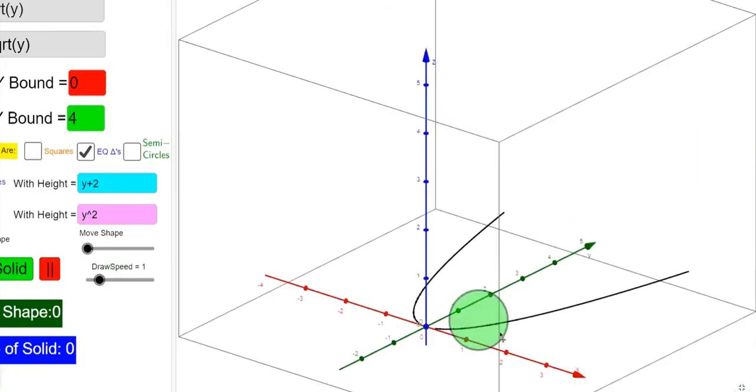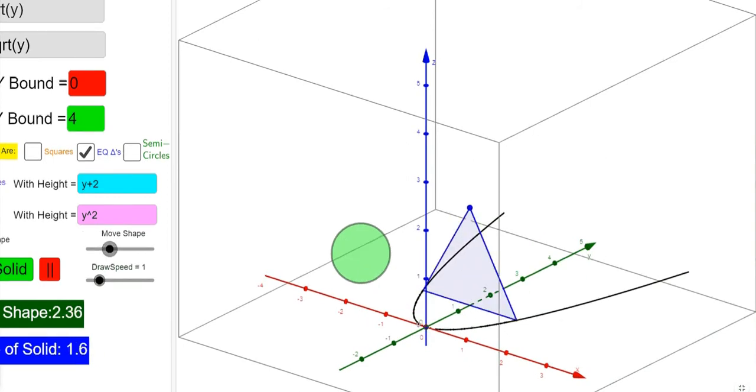So here is the graph of our function. We're going to be looking at a three-dimensional plane here, so we can see there are cross sections. This is our base of our solid, and this is y equals x squared. It's going to be going from 0 to 4. Let's take a look and see what these cross sections look like as we move them.